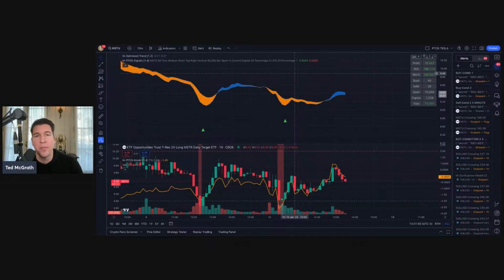And in the marketplace, people go out and they buy MicroStrategy. There's also derivatives, other forms of MicroStrategy called MSTU, which is a 2x version of MicroStrategy. The whole idea is if MicroStrategy goes up 1%, MSTU is going to go up 2%.